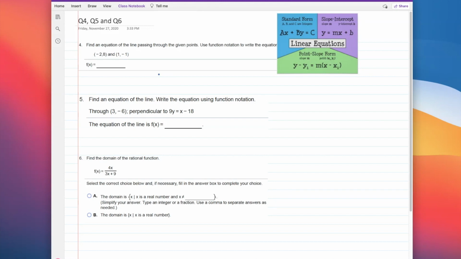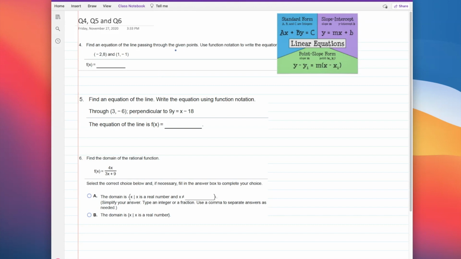Questions 4, 5, and 6 still assess the topics covered in Module 1. And they are related with the linear equation. The linear equation is an equation that contains an algebraic expression, type polynomial with degree 1. And also assess about domain and range of functions.